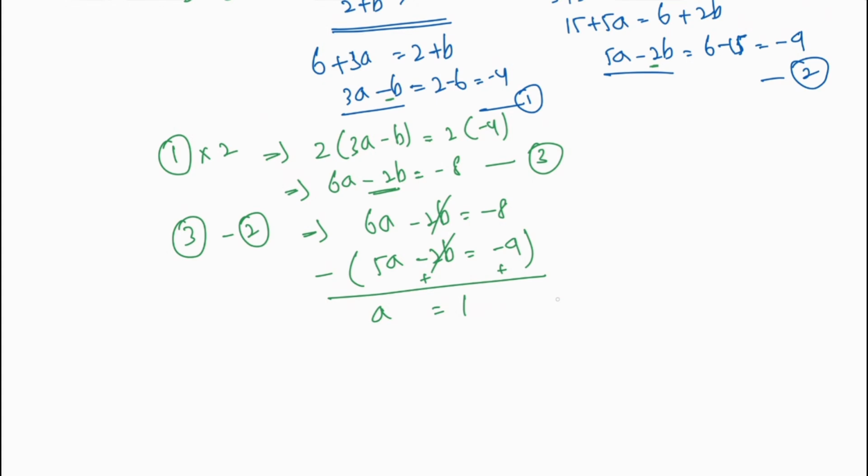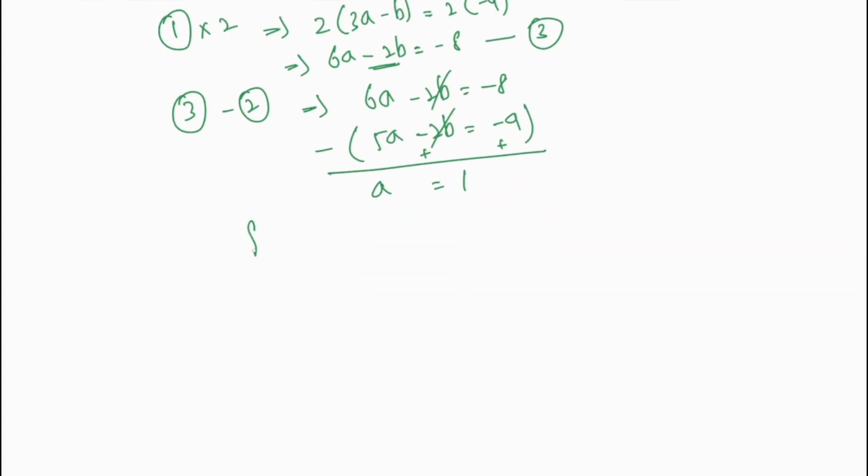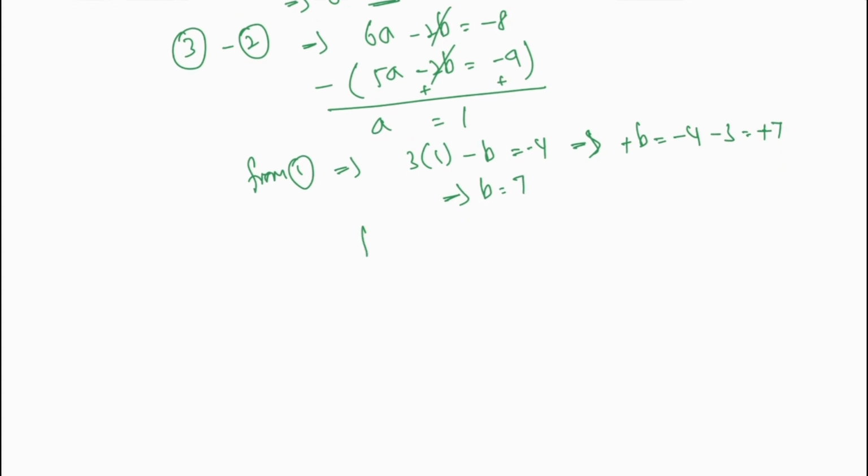Okay, now you substitute this value in first equation. So from first equation, what do you get? 3 into 1 minus b is equal to -4. You will get here minus b is equal to -4 minus 3, it is -7. Here minus and minus gets cancelled. You will get b is equal to 7. Now we got the fraction as 1/7. Okay.